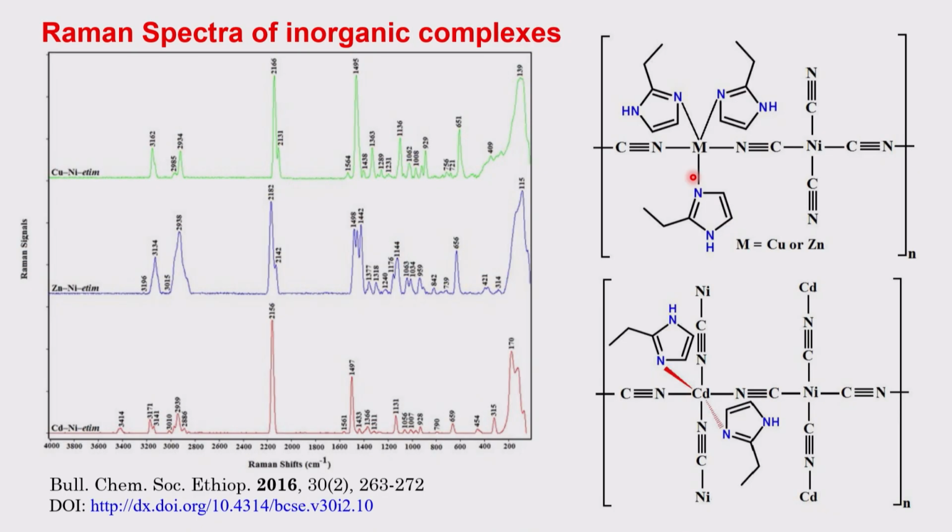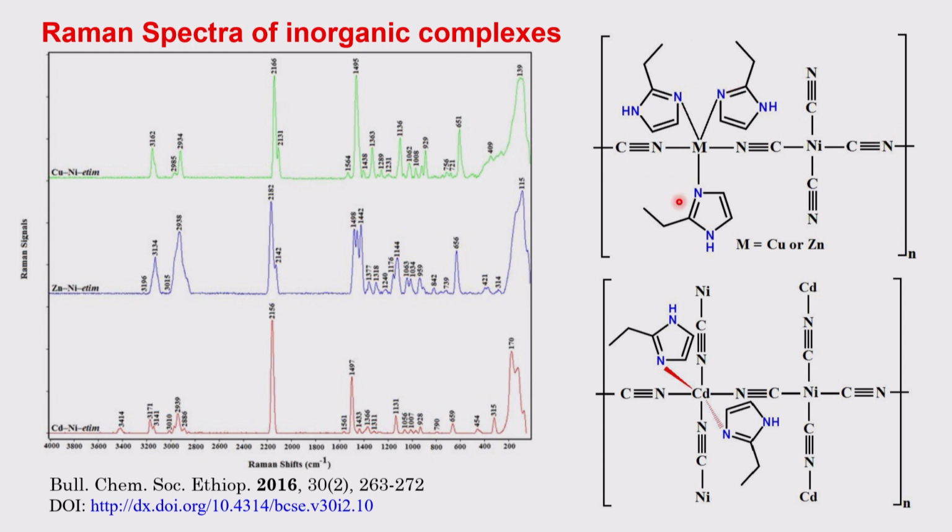Another example: here we are looking at Raman spectra of some inorganic compounds, just like we have seen the infrared spectra of those. Here M is copper, zinc, and nickel, and these are nitrile-connected compounds, in other words, nitrile linear bridge compounds. These linear bridge compounds are important in various catalysis, polymerization, etc. This is not a part of that.